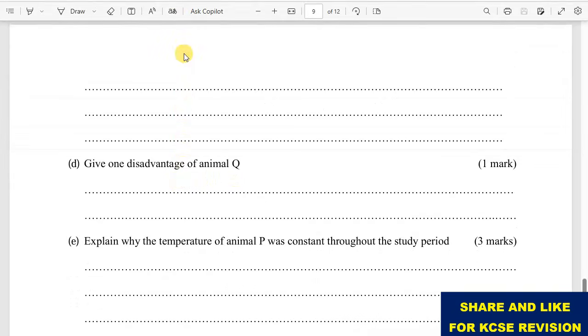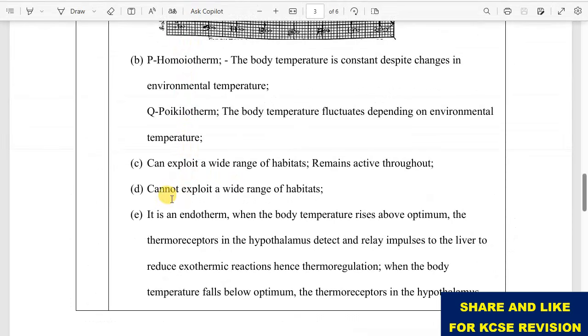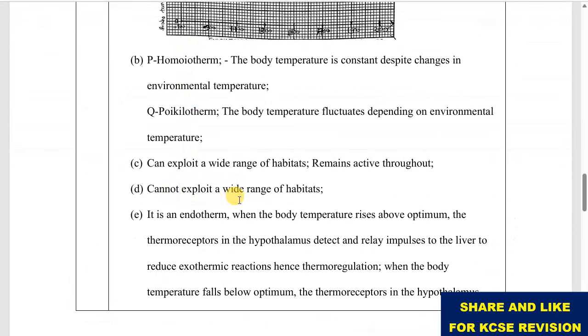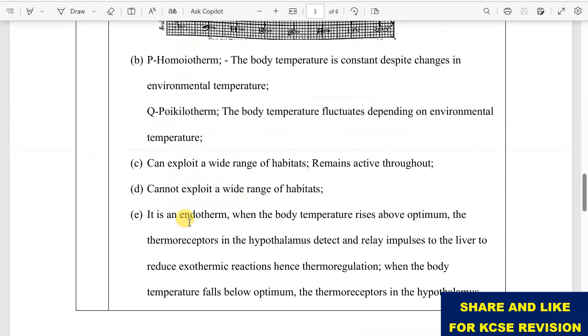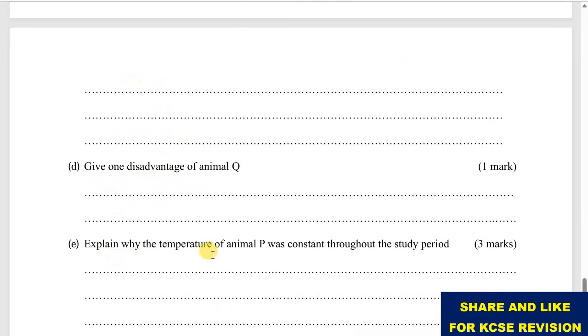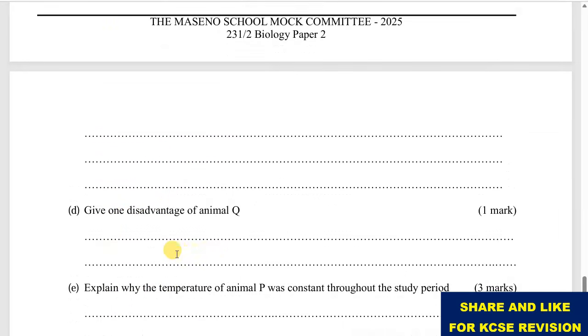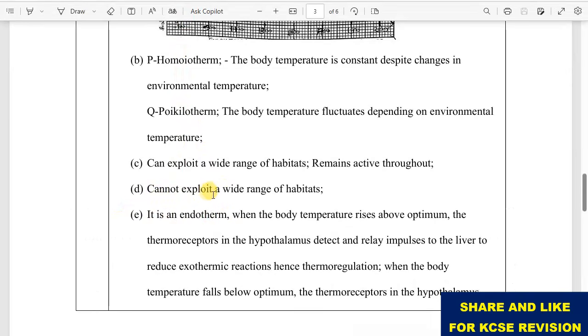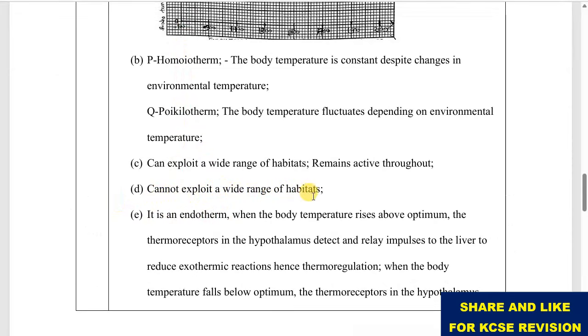Give one advantage of animal Q. Give one disadvantage of Q. Cannot exploit a wide range of habitats.